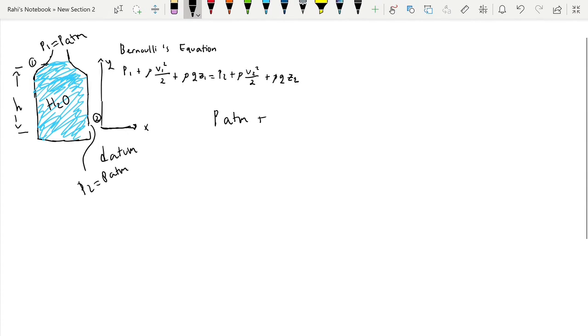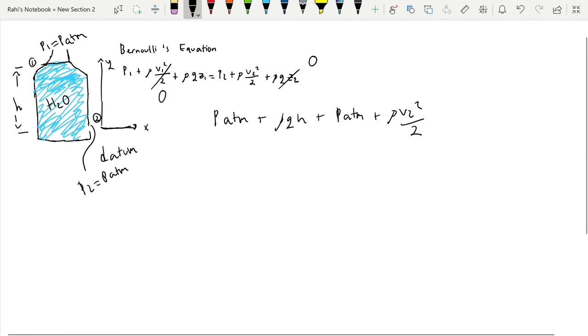So now our V1 is going to be 0 because that is where the water is right here. The velocity there is 0, or that's our reservoir, so the velocity there is 0. So now we're going to say rho G Z1, which is the distance from the datum to point 1, is h, plus P ATM again, which is pressure 2. Z2 is 0 because that's where we chose our datum to be, plus rho V2 squared over 2.